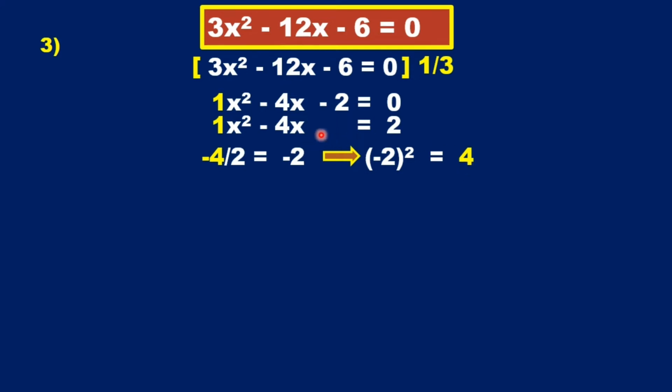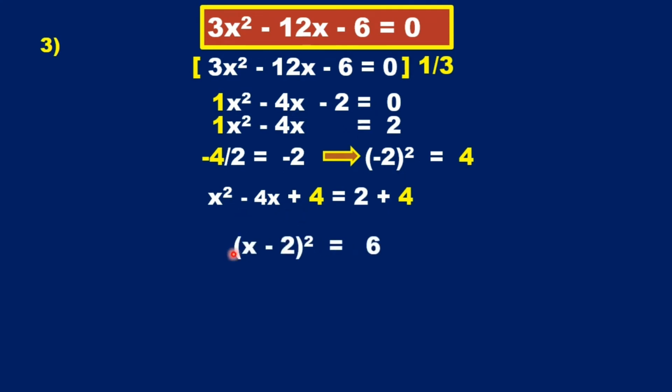Add the result to both sides of the equation to make a perfect square trinomial, and then express this as a square of binomial by taking the root of x, the sign of the middle term minus, and the root of 4, which is 2, and combine the right side of the equation: 2 plus 4 is equal to 6. Take the square root of both sides of the equation, and by extracting the roots, we have x minus 2 is equal to plus and minus 2.45.